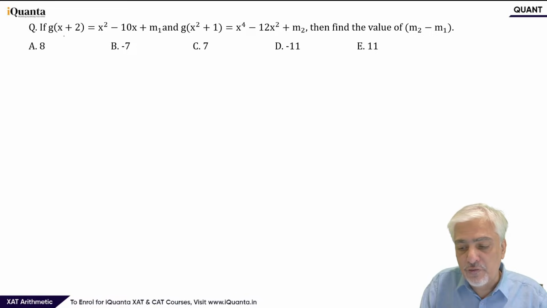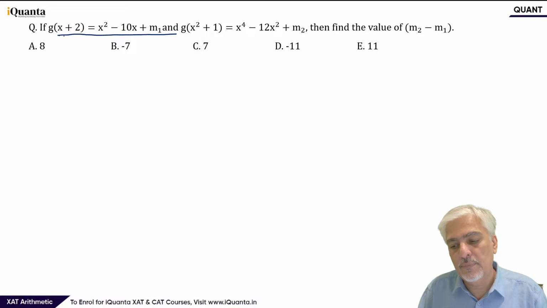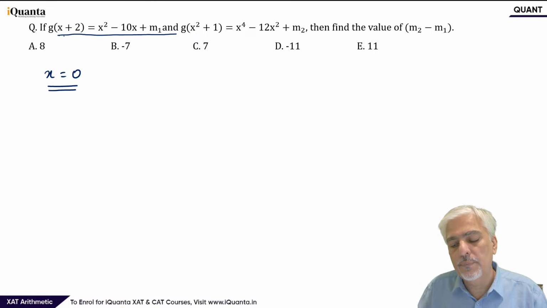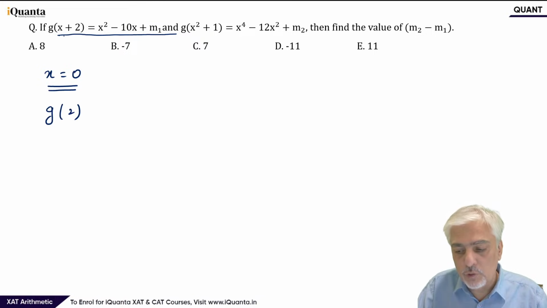Here, for the first function, take x as 1. Let me explain. Sorry, take x as 0. For the first function, take x as 0. What will happen if you take x as 0? If you take x as 0, you'll get g of 2. So you'll get g of 2 is 0 minus 0 plus m1. So you'll get g of 2 is m1.